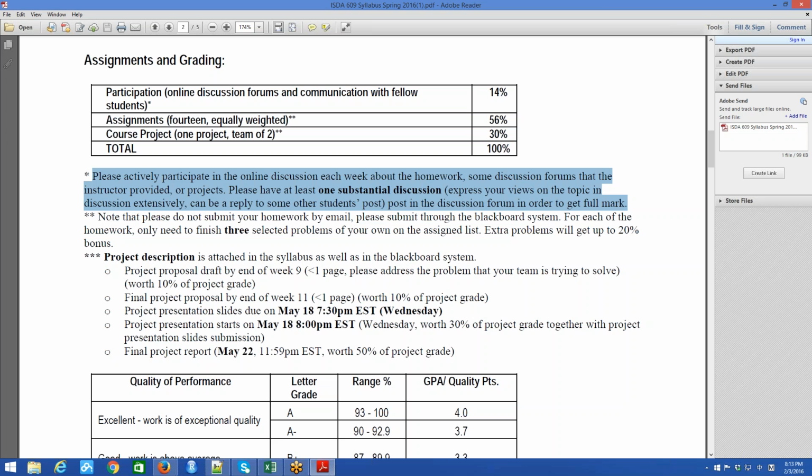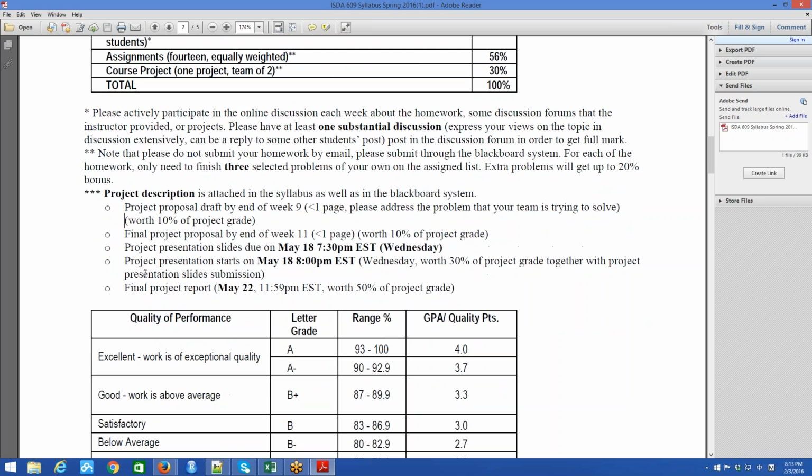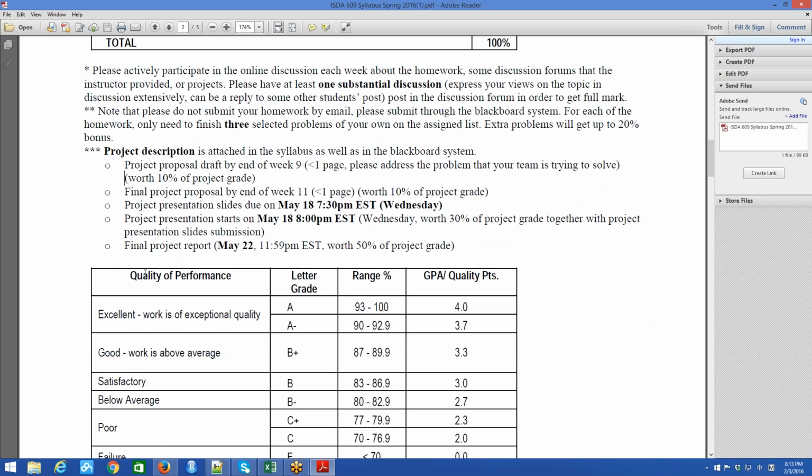And then the course project consists of 30% of the final grade. I have a little bit of discussion here on the course project. Roughly, you have to submit a project proposal draft by the end of week 9. And then I will try to provide some feedback.